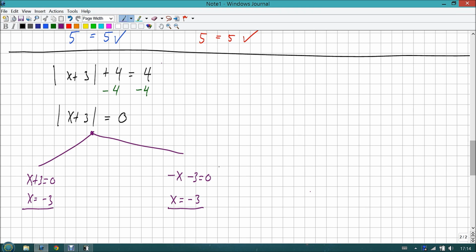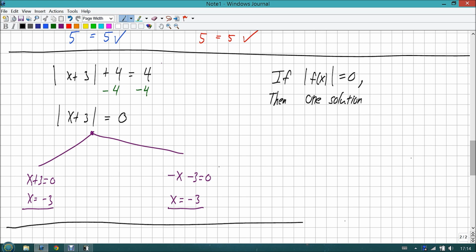Well, no, because we're equal to a special one. When we have an absolute value equal to 0, there's only going to be one solution. If the absolute value of some function of x, or some equation, is equal to 0, then you either have one solution. Actually, I think you only have one solution. You have to have one solution. It's the only one that'll work.